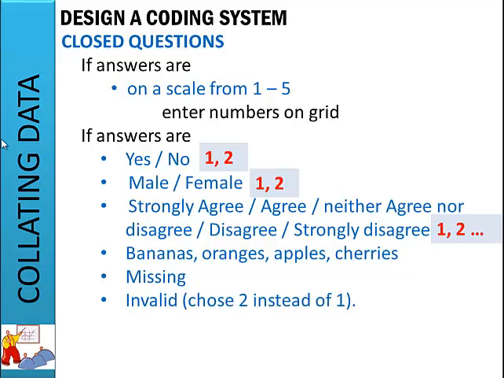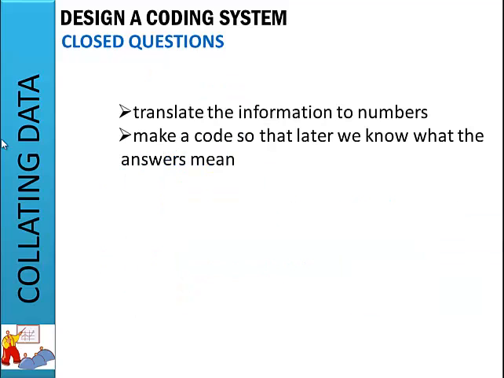Next we've got bananas, oranges, apples and cherries. So what do you think? Of course, 1, 2, 3, 4. If information is missing, we'd put in a 0. And if information is invalid, so maybe the respondents have chosen 2 options instead of 1. Again, we use a 0. So basically we need to translate all of the information into numbers, and we need to make a code so that later we know what the answers mean.